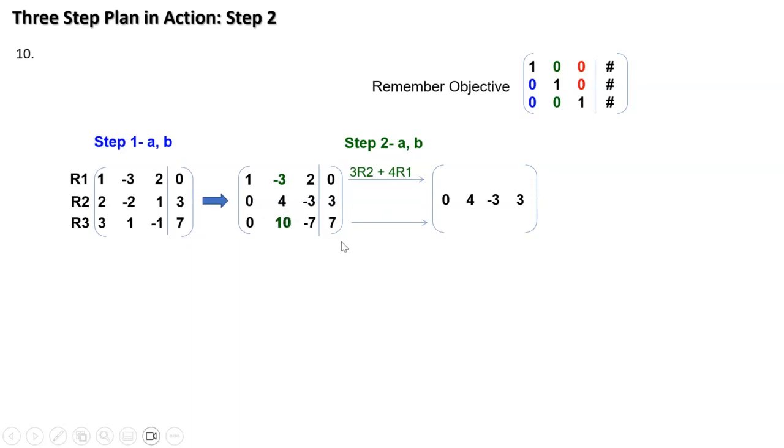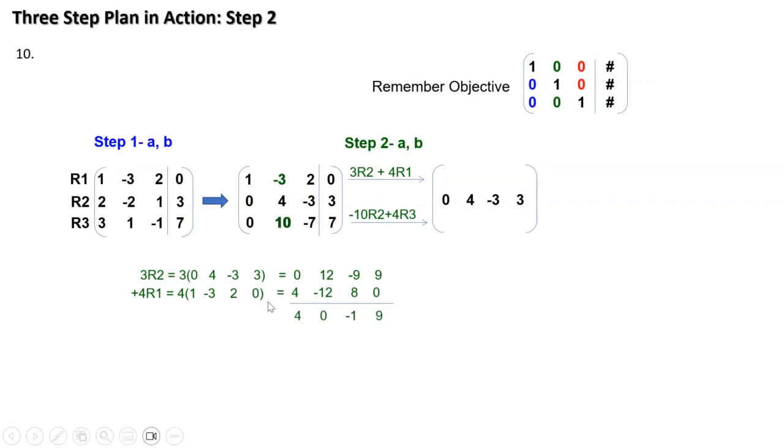And here, similar, I'm going to multiply -10 times row 2 plus 4 row 3. And here's my work. So 3 row 2 plus 4 row 1, I multiply 3 times every term there, so it's going to give us 0, 12, negative 9, 9. And plus row 1, so multiply 4 times 1, negative 3, 2, 0 will give us 4, negative 12, 8, and 9. After we add them, it's going to give us 4, 0, negative 1, and 9. That's my new equation number 1.